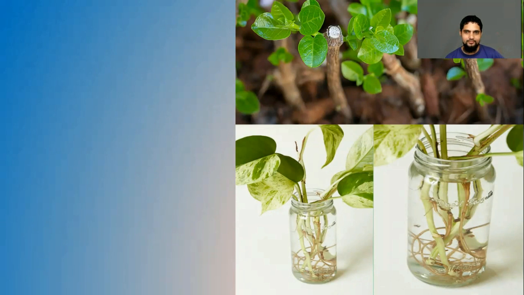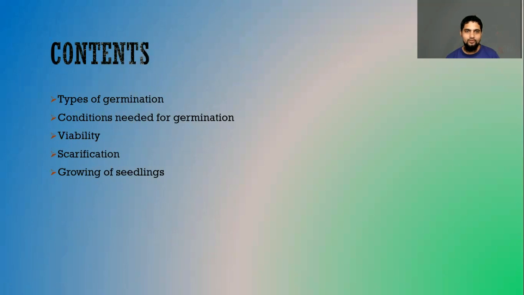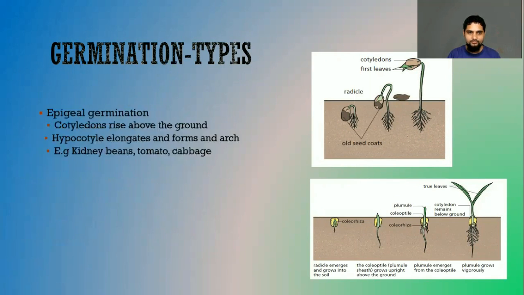Hello everyone. In this lesson, we'll be looking at germination and plant propagation. The content that we will look at in this lesson would be types of germination, the conditions that are needed for germination to occur, viability, scarification, and methods used to grow seedlings. So we will begin by looking at the types of germination.